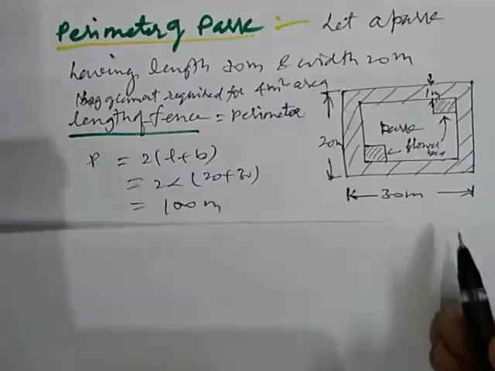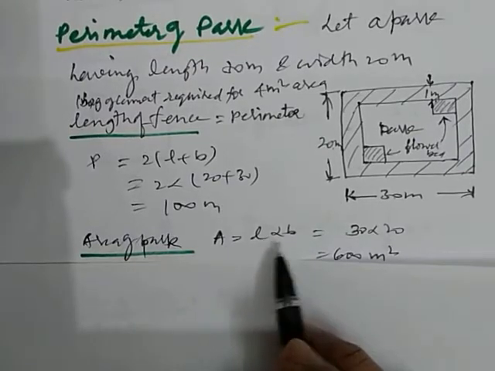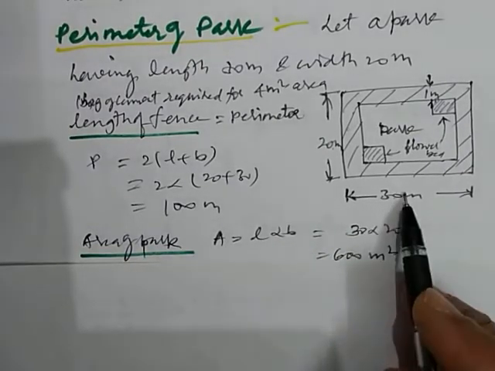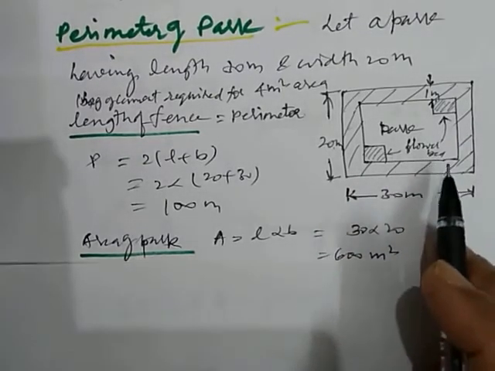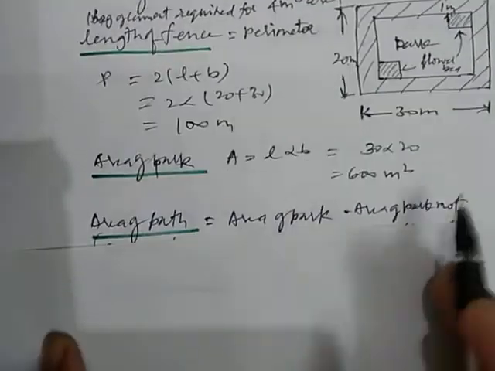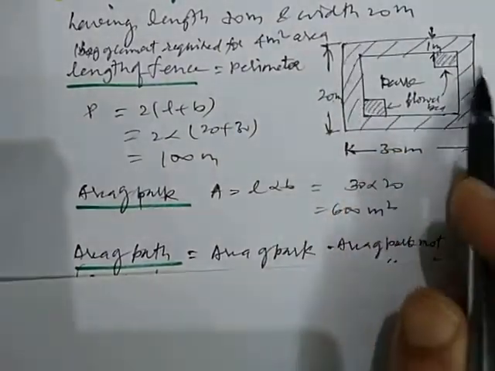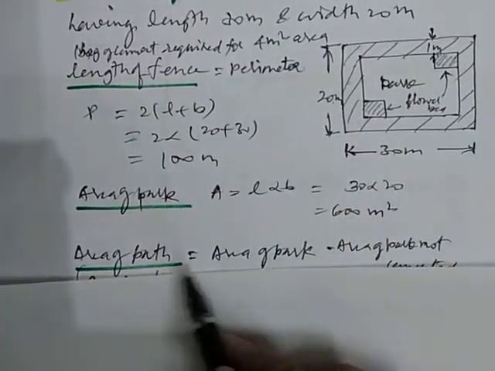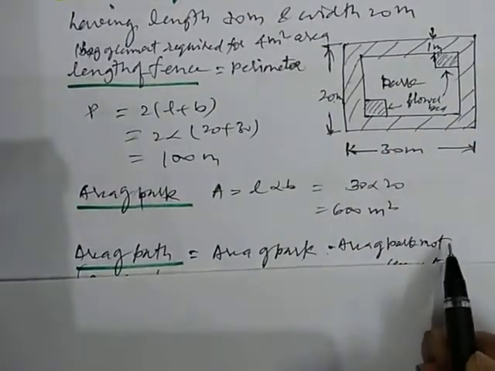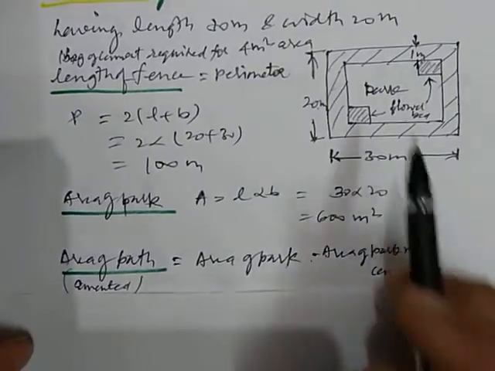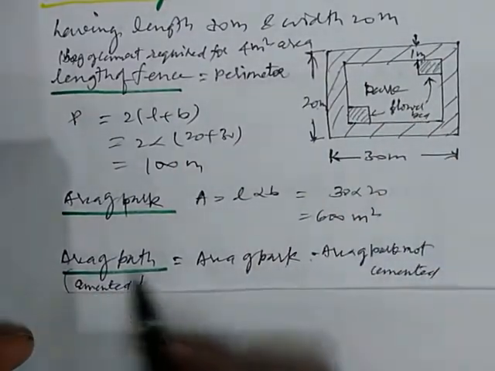Okay? Now, area of park. Area equals length into breadth. So 30 is the length and 20 is the breadth. So 600 meter square is the area of this park. Now, this is the path all around the park. So, area of path is area of park minus area of park not cemented. This path is cemented and we have to calculate the area of path.